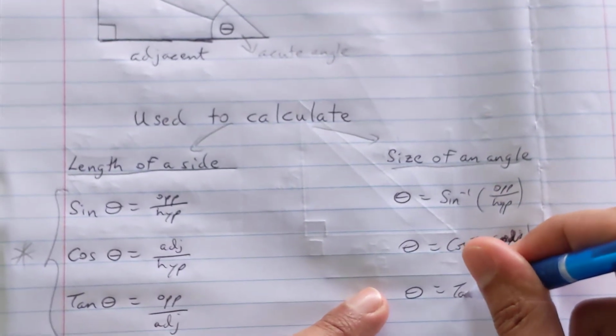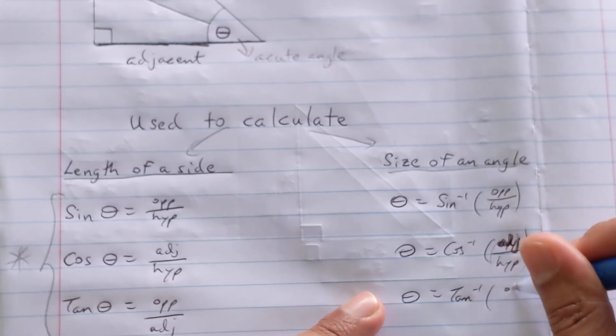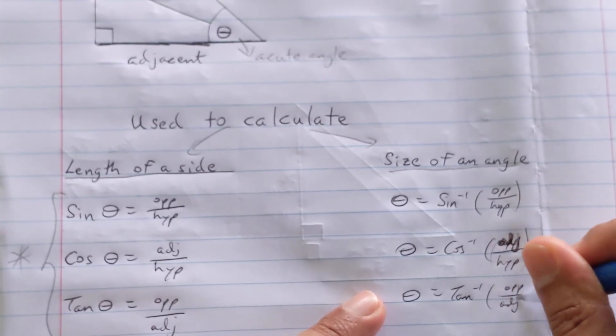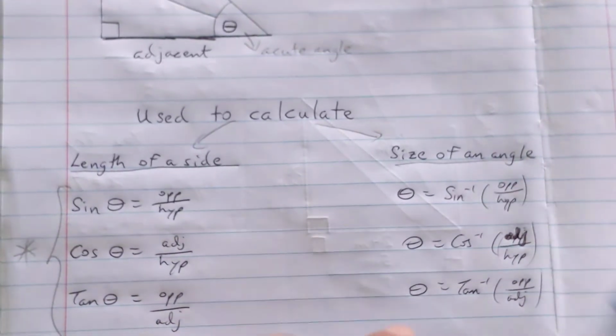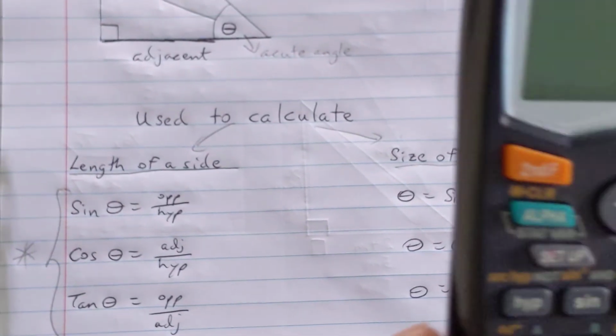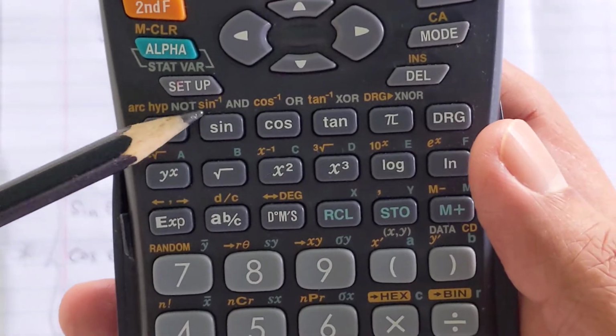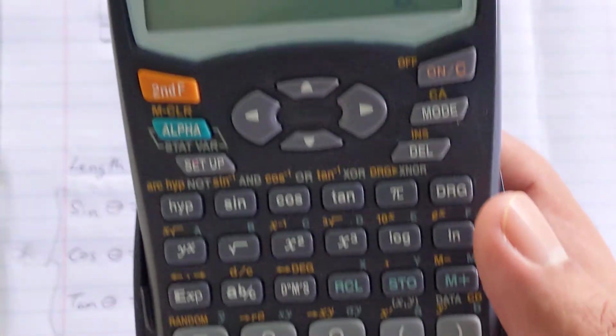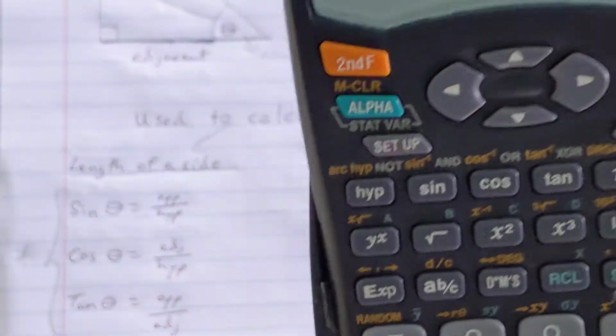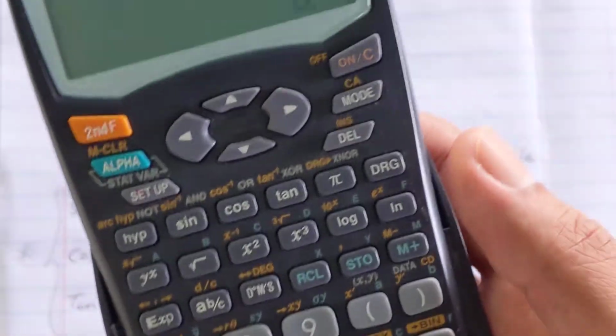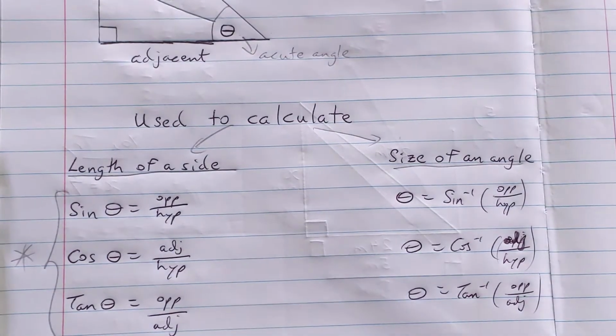And tan inverse, opposite over adjacent. So it's the same ratio, it's just using a different button on the calculator. If you look on top of each of the buttons on the calculator, you see sine inverse, cos inverse, tan inverse, and to access that is shift or second function. Again, this is why it's important for you to know how your calculator works.